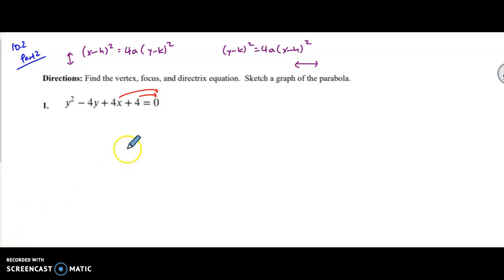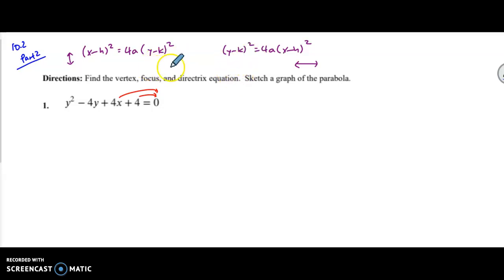Alright, hello everyone. Here's a video going over some examples for 10.2 Part 2. You should have first watched the video going over completing the square that I posted in Google Classroom. It was almost 3 minutes long, but I'm going to also go over it with these examples, alright?